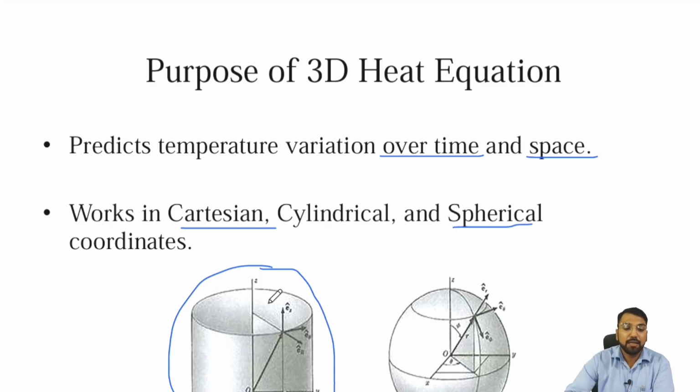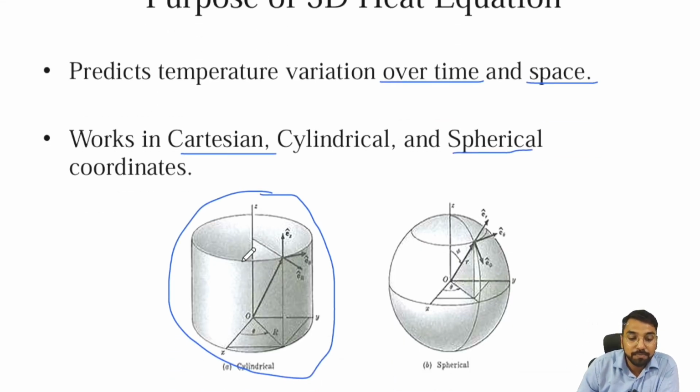In the cylindrical coordinate system, heat can be transferred in the axial direction, that is the first dimension, in the radial direction, that is the second dimension, and in the angular direction, that is the third dimension. Similarly in a sphere also.